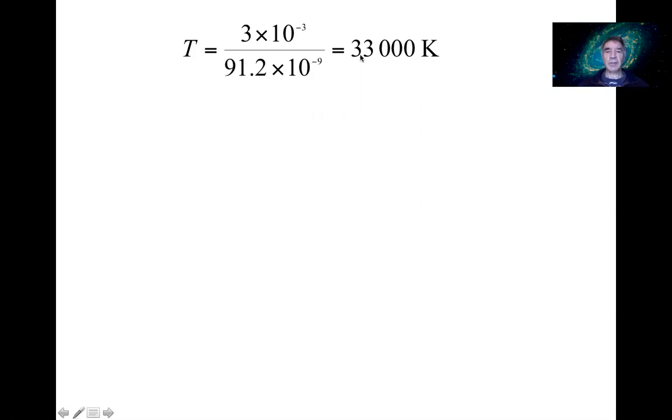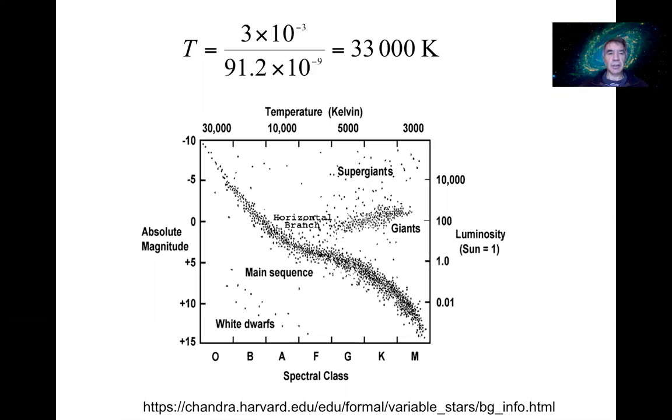Okay, so that's saying you're going to need a star at this kind of temperature before it's going to pump out enough far ultraviolet radiation, with a wavelength shorter than 91.2 nanometers, to ionize any hydrogen gas around it. So let's go back and look at an HR diagram again. Here's the plot, with temperature increasing to the left and luminosity going up this way.